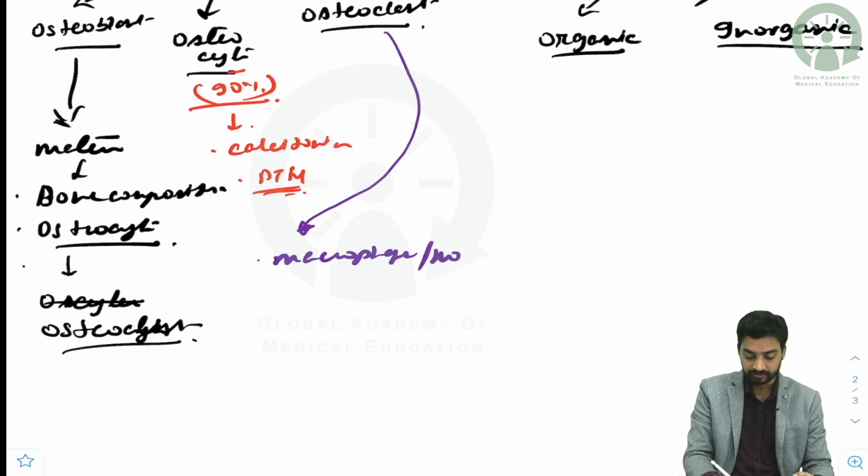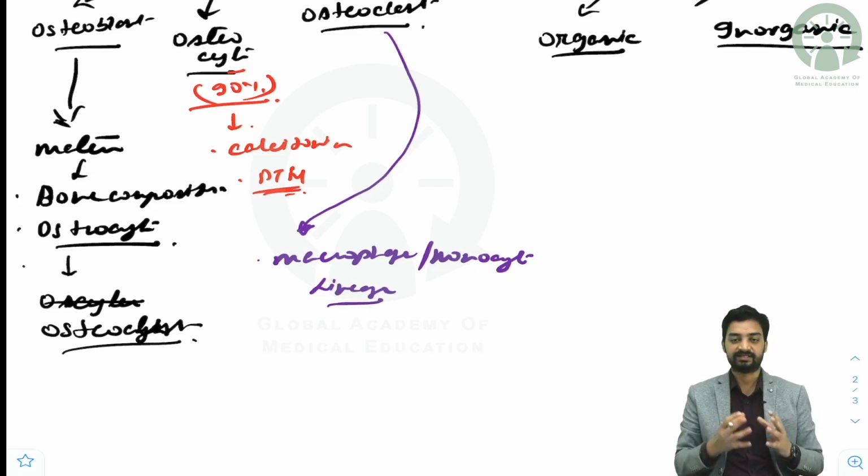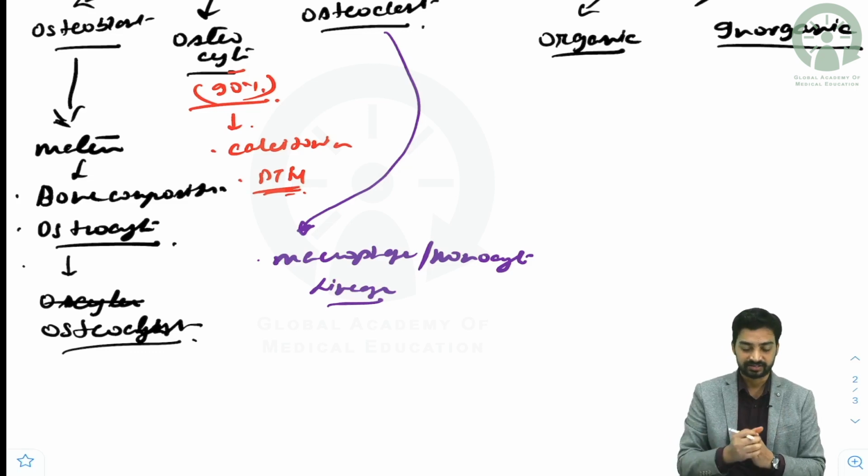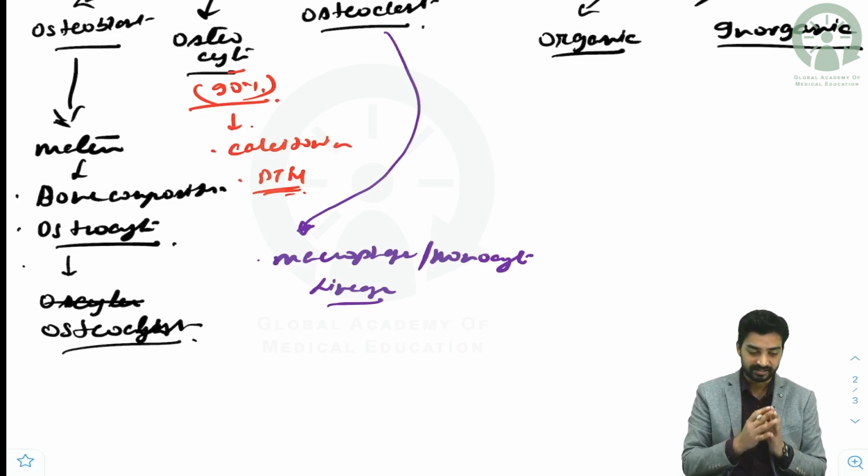If you see about this osteoclast part, it's derived from the macrophage, or you can also call it monocyte lineage. Basically it degrades the bone. It attacks the bone and degrades it, removes its calcium, and breaks down its matrix portion. So how does it do that?